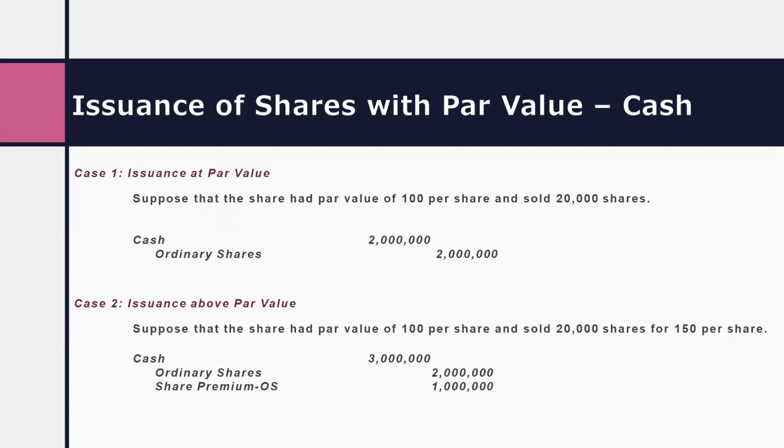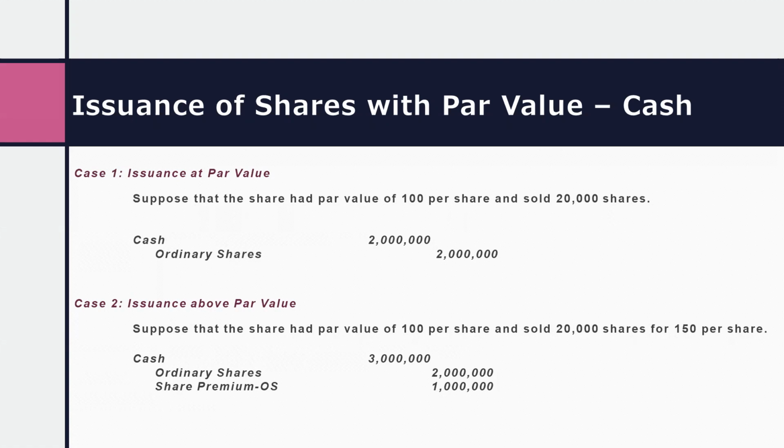So for case 2, what if the issue price is above par value? So say for example, the par value is 100 per share, 20,000 shares were issued, and the consideration is 150 per share. So, ang gibayad sa iya is equivalent to 150 per share. So, that's 20,000 times 150. That's 3 million. So, the corporation received cash in the amount of 3 million.